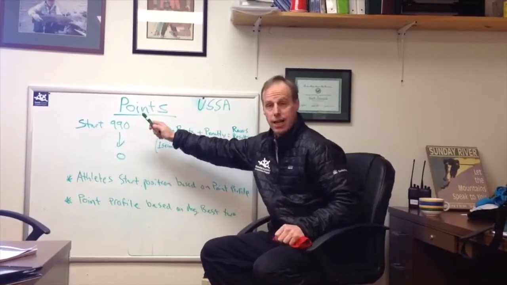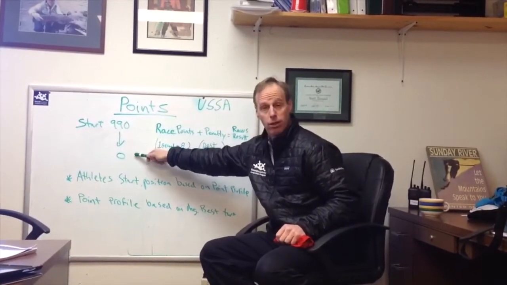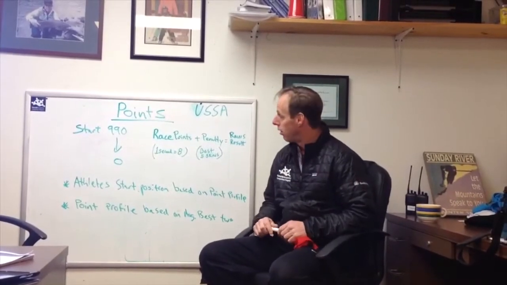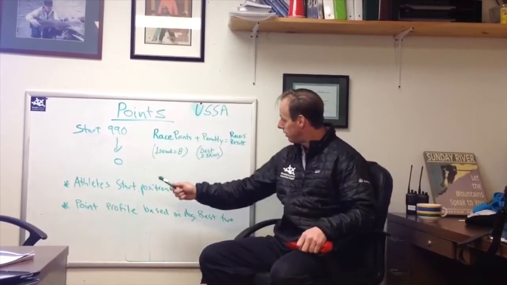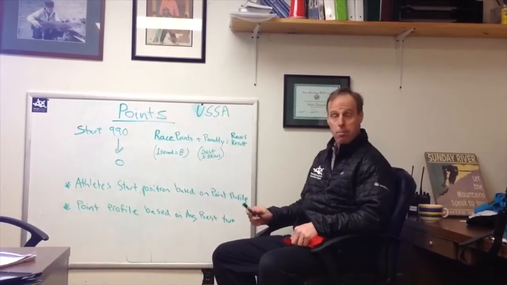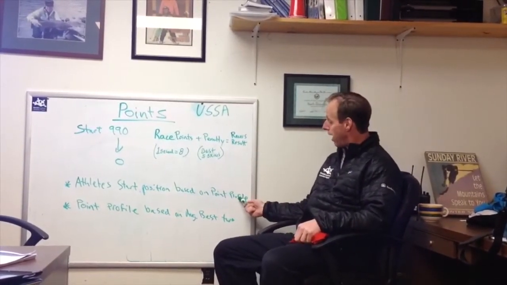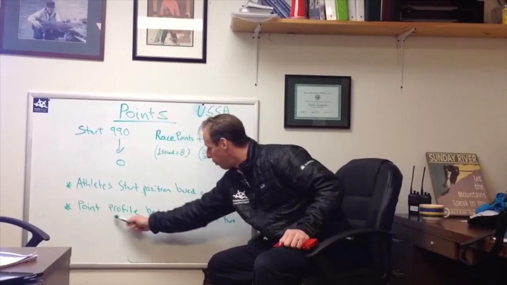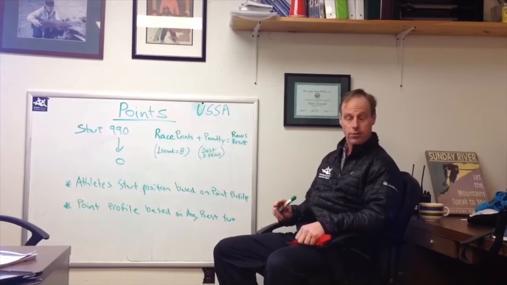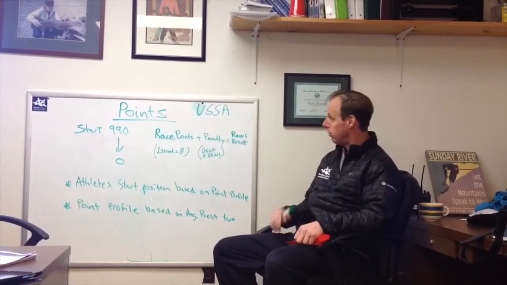They start with 990, and the lower the number, the better. So they're trying to work their way down with their points. Athletes' start position is based on their point profile, and their point profile is based on their best two races, the average of their best two.